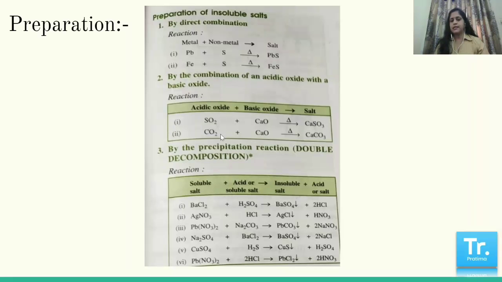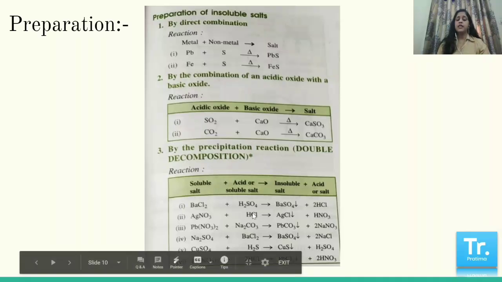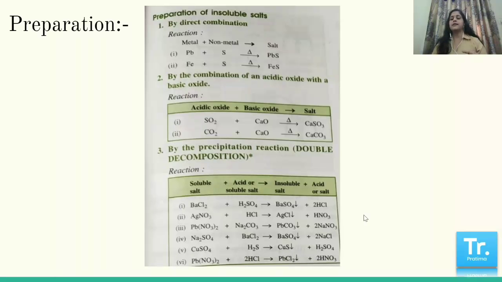This is synthesis, this is combination, where sulfur dioxide and calcium oxide give you calcium sulfite, carbon dioxide and calcium oxide give you calcium carbonate. There are certain salts which we get from double decomposition. Also, if we talk about reaction with acid, all the chloride salts with a sulfate, barium chloride. This is the salt which identifies the presence of sulfate in a salt. So barium chloride with sulfuric acid will give you barium sulfate, which is insoluble and it is formed as a white precipitate.